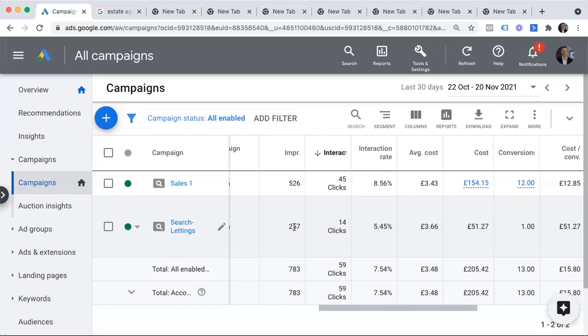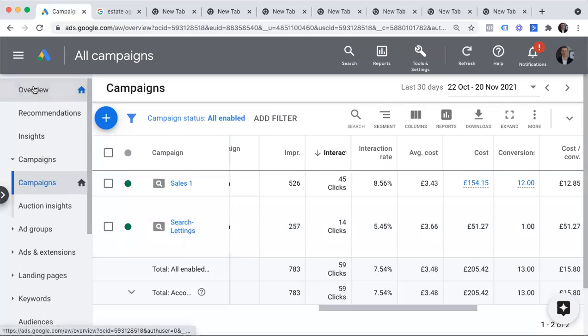So 257 impressions, 14 clicks, going into it a little bit now, £3.66 to get a click from a potential landlord. We've spent £51 and we've got a lead for that. So the agent's pretty happy spending £51 to get a potential £300, £400, £500 back in return with initial let fees and all that sort of malarkey that goes on.